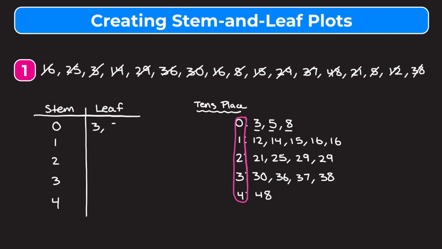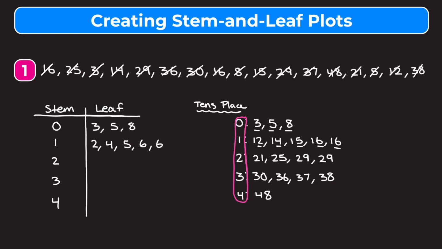So 3, 5, 8. For the 1 stem, which again represents the tens place, so these are all the numbers that have a 1 in the tens place, we only want to write the ones digit of each number. So for 12, we're going to write 2. For 14, we're going to write 4. For 15, we write 5. And for the 16s, we just write 6, so we're going to have 2 6s. So this row represents the numbers 12, 14, 15, 16, 16.